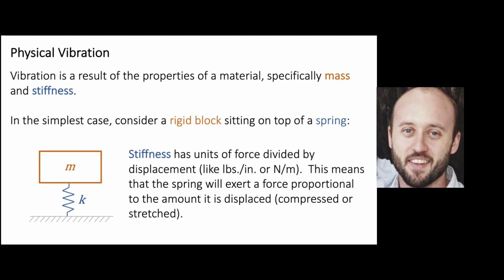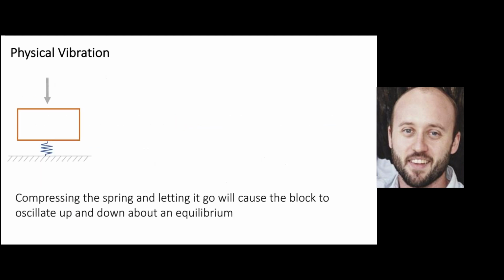What that means is if we compress it or we extend it, the spring itself is going to have a force that's applied in a specific direction. And in this simple setup, we have what's called a linear spring, and that means that the force that it applies is proportional to the distance that we displace it, either compress it or extend it. So really simple system. You can imagine that if we were to compress the spring by pressing down on the top of the block and letting it go, we would see this bounce up and down about some equilibrium point.